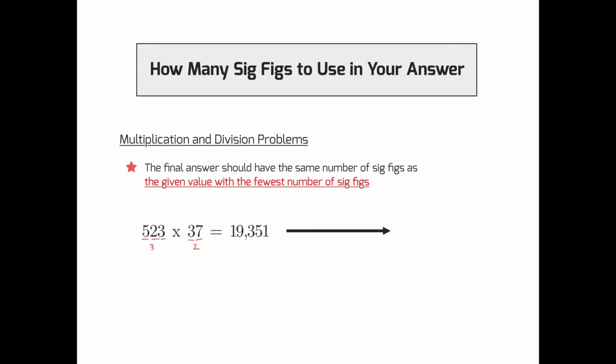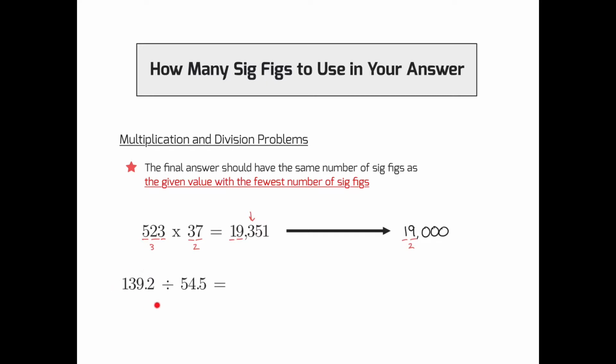So we count off 2 sig figs, 1, 2. Now we're looking at this number here. And because this 3 is less than 5, we're going to round down. So this 9 is going to stay a 9. And what we get then is 19,000. And if we look at 19,000, we can see that it has 1, 2 significant figures. Because remember, trailing zeros in a whole number are not significant.